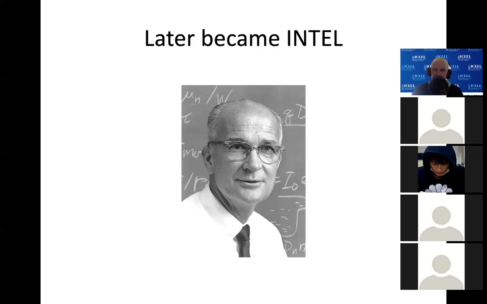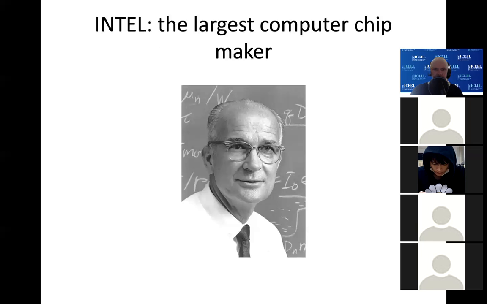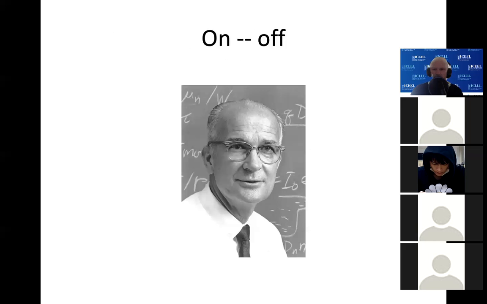Yeah, so Intel. You'll see Intel all over the place. I think the Apple smartphone has Intel chips inside. So the company became Intel. That was founded by this Nobel Prize winner, research on semiconductors. And now it's the largest computer chip maker in the world. Apple beginning to challenge that. So on-off, that's what it is. It's just on and off, on and off, on and off. The whole thing is based on that.